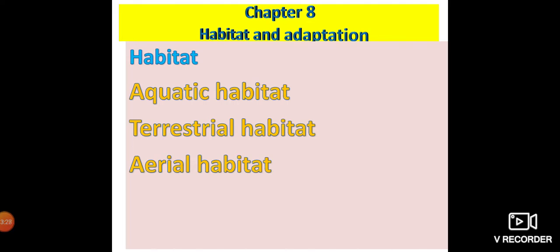The organisms which live in the desert have some special features in their body in order to suit their particular environment. Examples of organisms which live in desert habitat are cactus, camel, desert fox, etc. These are some of the examples of the creatures which live in desert habitat. Clear? And next is mountain habitat.